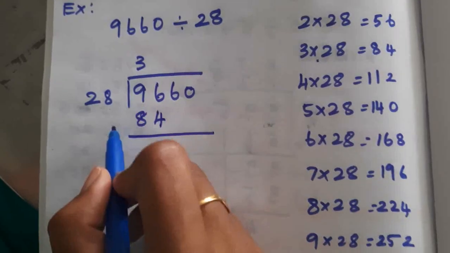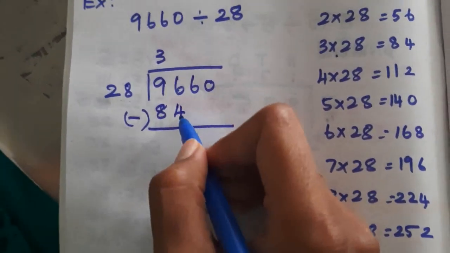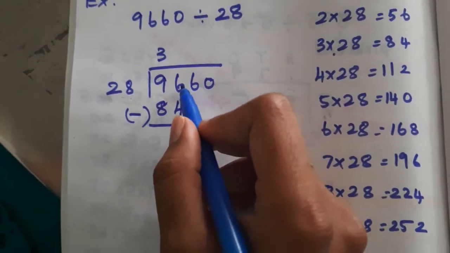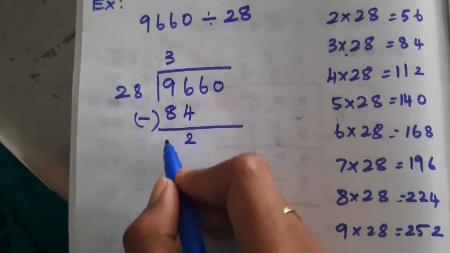Okay. So minus process. You should write that minus. First you have to complete the one sum. 6 minus 4 is 2. 9 minus 8 is 1.